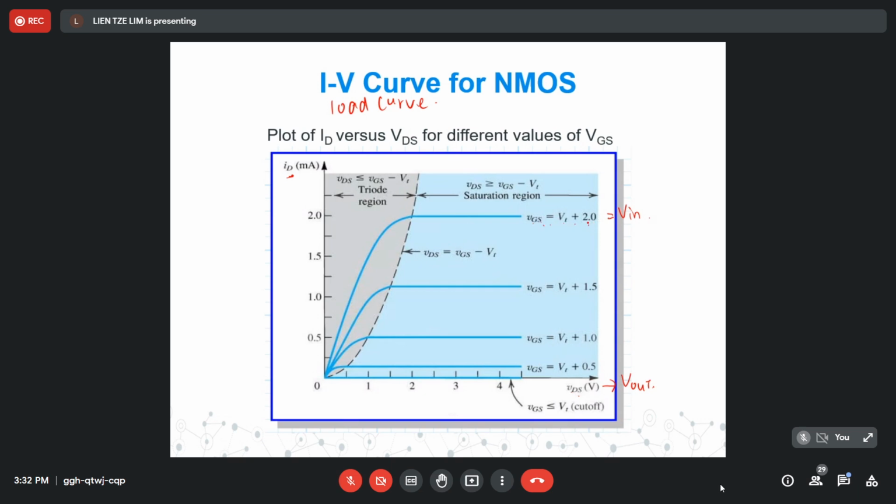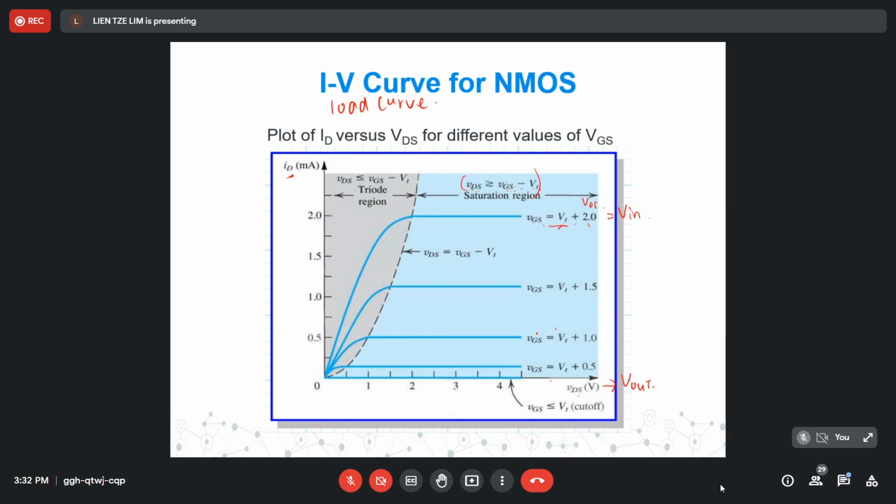So this 2 indicates the VDS. This is from VDS equals VGS minus VT. So when we want to determine VGS, we straight away know that VGS equals VDS plus VT. So this is with different input voltages.